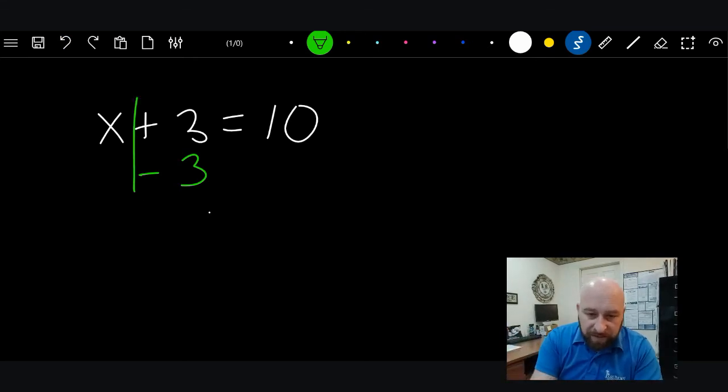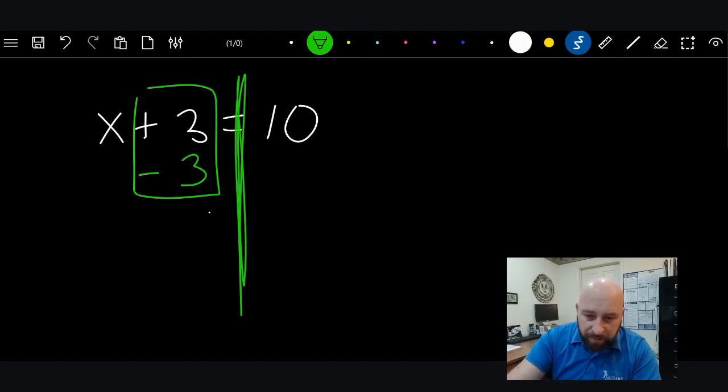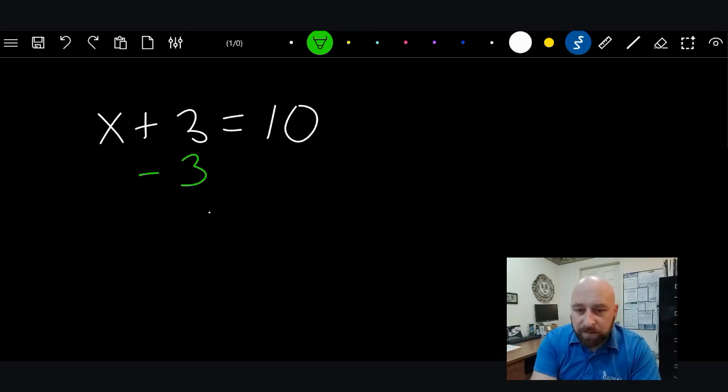Now, if I take 3 away from this side, and remember, that equal sign is like the balance, what do I have to do to the 10? Well, I also have to take 3 away from the 10. And that's going to cancel.